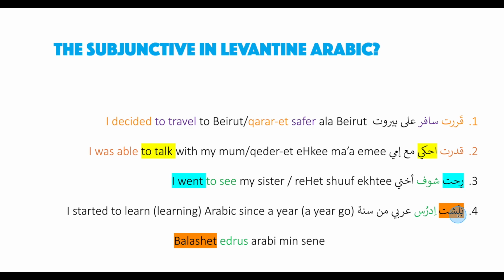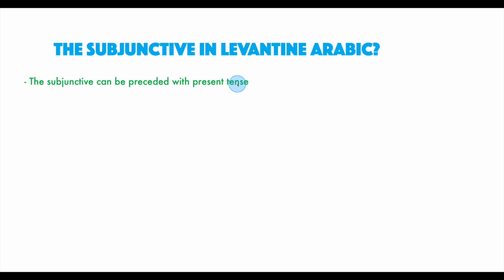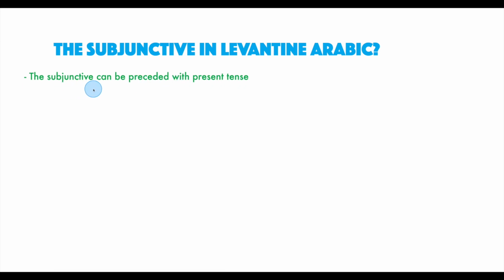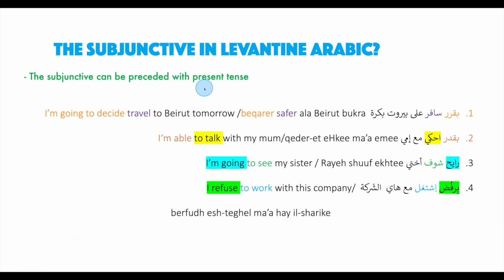Our fourth example. بلشت أدرس عربي من سنة. بلشت, I started, conjugated with I in the past tense. أدرس is I study, conjugated with I in the present tense, and the overall translation, I started learning Arabic a year ago. So again, the subjunctive can be preceded with a past tense. Our second point is the subjunctive can be preceded with a present tense.